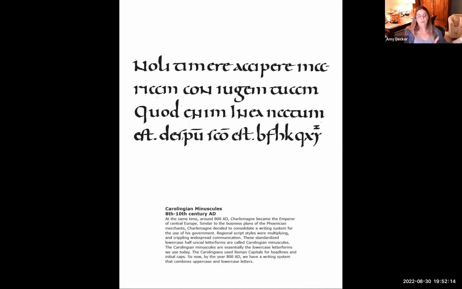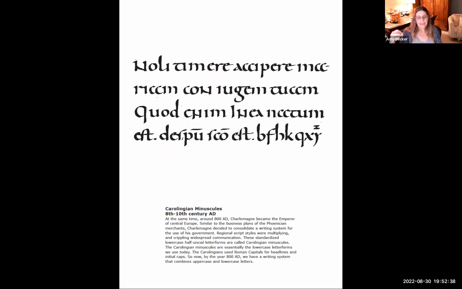So back when the Romans were carving everything into stone, they only had capitals. There were no lowercase. So we're moving into this idea that the Carolingians used Roman capitals. They adopted the Roman capitals for headlines and initial caps. But now we have a writing system using lowercase letters. And these are the Carolingian minuscules.